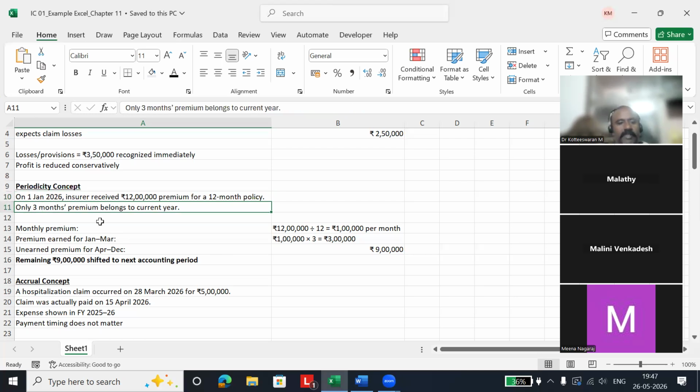So if you go with the periodicity concept, the financial year ends by March. So January, February, March, only 3 months in that financial year we have. But the policy is taken from Jan 1, 2026 till December 31, 2026. So for the entire 12 months they have paid a premium of 12 lakhs.